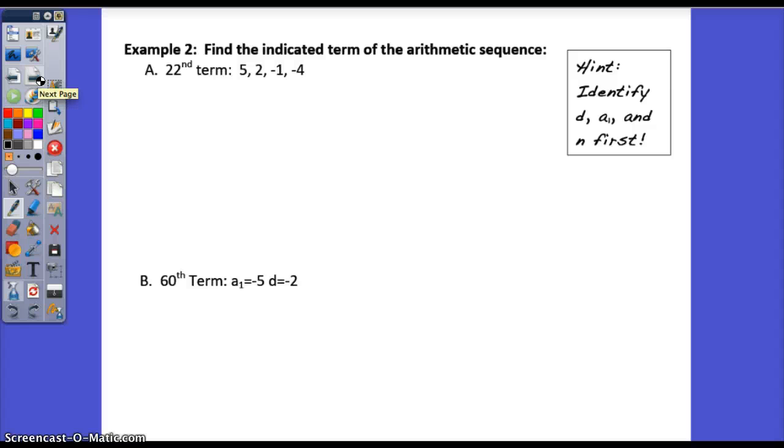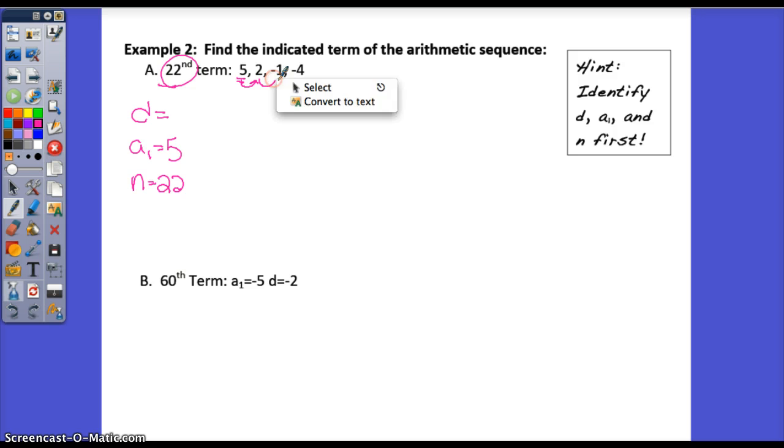Let's do it. So example 2 says, find the indicated term of the arithmetic sequence. I put on here a hint. First, identify d, so I'm going to write d, a sub 1, my first term, and n. Well, if I'm looking for the 22nd term, I know that's n. A sub 1 is 5. Now, I just need to find the common difference. How would I go from 5 to 2, the same way from 2 to negative 1, the same way from negative 1 to negative 4? Well, I subtracted 3. Since you subtracted 3, it's negative 3.